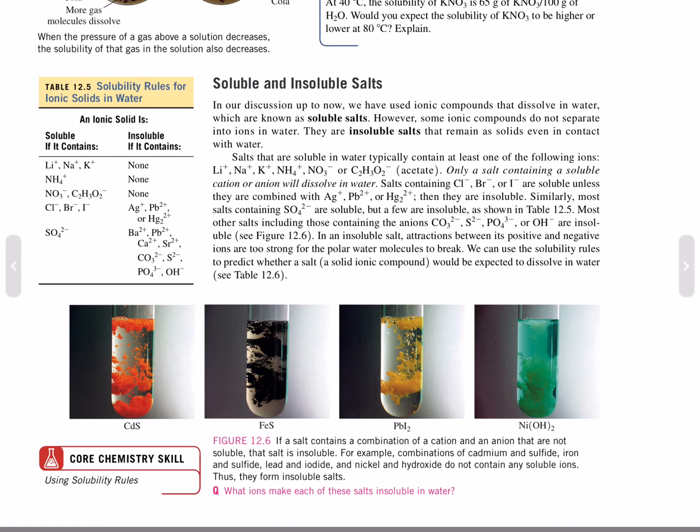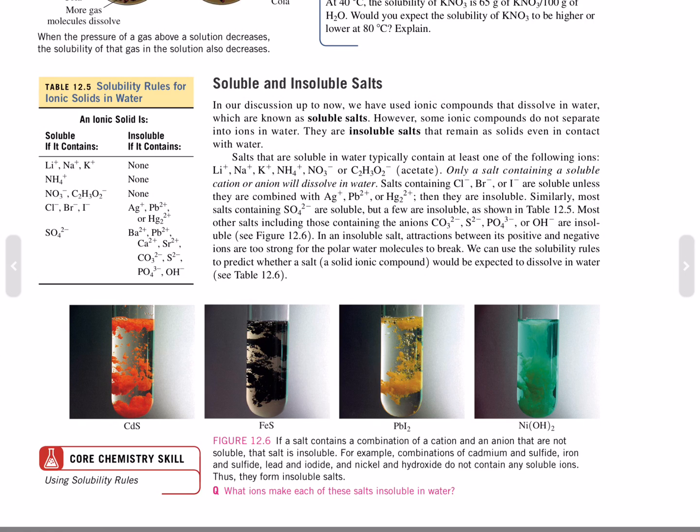Salts that are soluble in water typically contain at least one of the following ions: lithium, sodium, potassium, ammonium, nitrate, or acetate. Only a salt containing a soluble cation or anion will dissolve in water. Salts containing chloride, bromide, and iodide are soluble unless they are combined with silver, lead, and mercury(I). Then they are insoluble. Similarly, most salts containing sulfate are soluble, but a few are insoluble, as shown in Table 12.5. Most other salts, including those containing the anions carbonate, phosphate, and hydroxide, are insoluble.